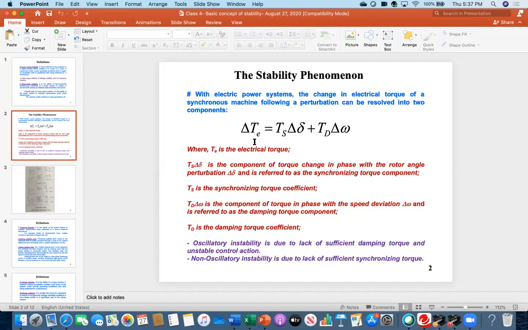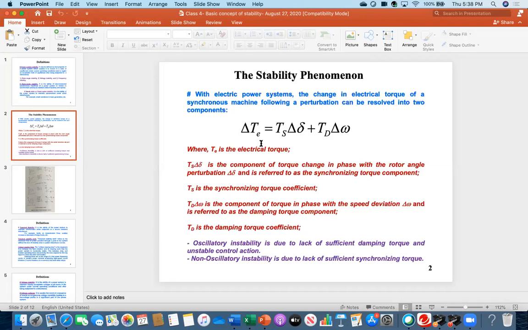And when there is any change in the torque due to any disturbance, whether it is a small disturbance or a large disturbance, it can be decomposed into two components: Ts del delta plus Td del omega. Here Ts stands for synchronizing torque coefficient, Td stands for damping torque coefficient, del omega represents the speed deviation or speed change, and del delta represents the rotor angle change or rotor angle deviation.